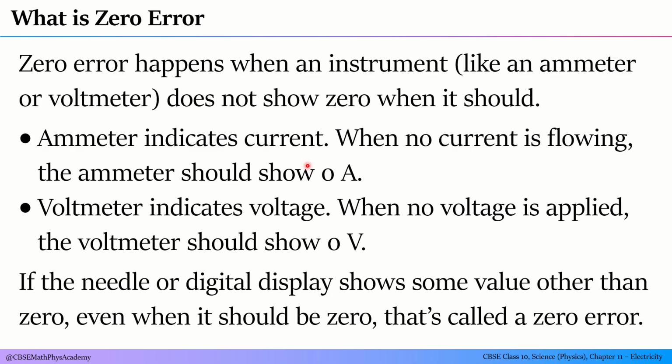The instrument is not connected to your circuit, there is no power flowing through it, but still the instrument indicates maybe 0.1 microampere or minus 0.1 microampere or whatever. Similarly, a voltmeter indicates voltage. When no voltage is there, it should be showing zero voltage. If the needle or the display shows any value other than zero when it should be zero, then it is called zero error.